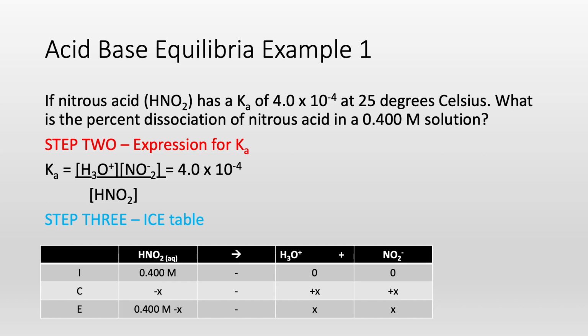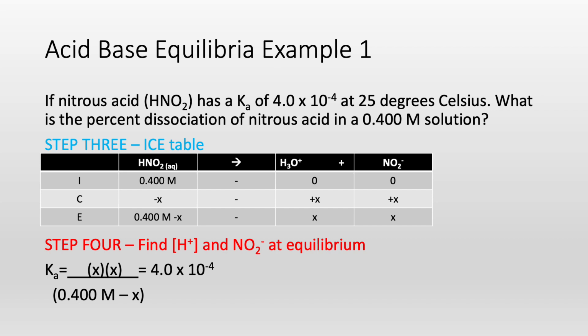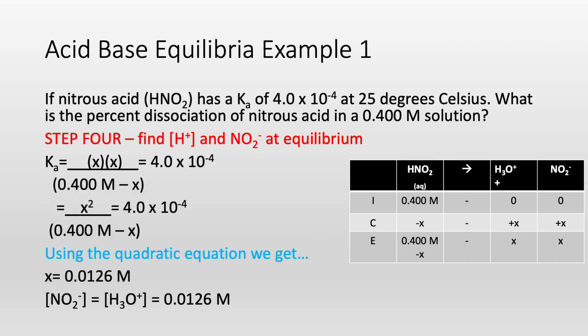Now we can set up our ice table, as you can see here. Now that we have our X values for each substance, we can fill it into our Ka expression from earlier. When we simplify that Ka expression, we see that it is a quadratic equation, and solving that, we find X equals 0.0126 moles, and we know from our ice table that X equals the values of nitrogen dioxide and hydronium.